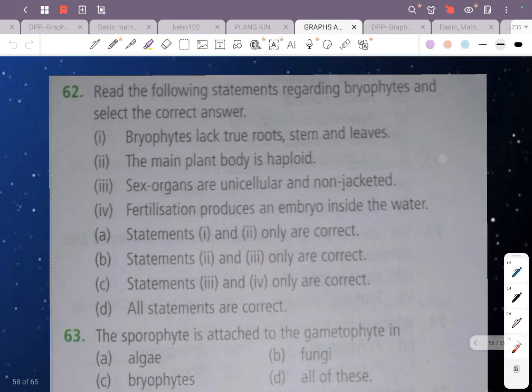The next question that we have on our screen is, read the following statements regarding bryophytes and select the correct answer. Now you have to read the following statements regarding bryophytes and then you have to arrive at the correct answer. The first one is, bryophytes lack true roots, stem and leaves. That's correct.